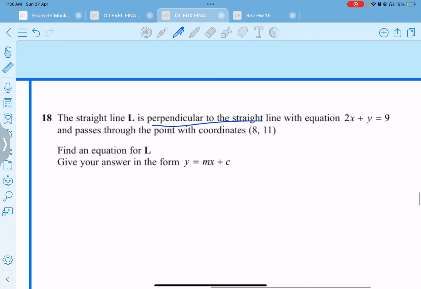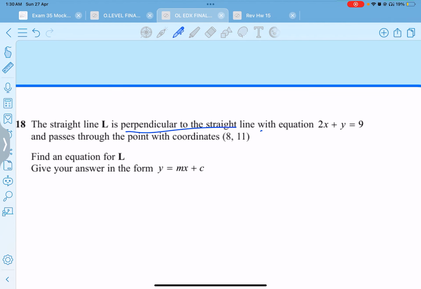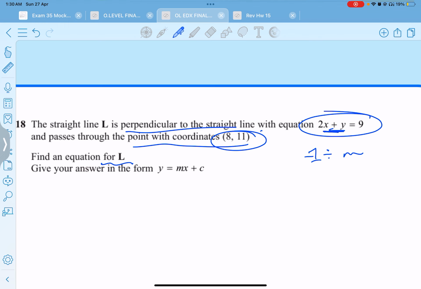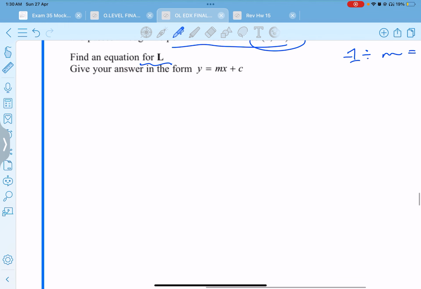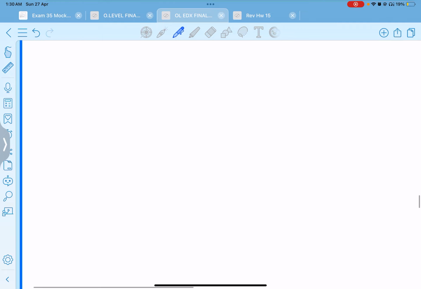This idea we solved it millions of times. Perpendicular straight line. L is perpendicular to a straight line with the equation following. It passes through the point this. So you find the equation of L. You find the m here, then negative 1 divided by the m you find is going to be the m of L. And you do what we did before.